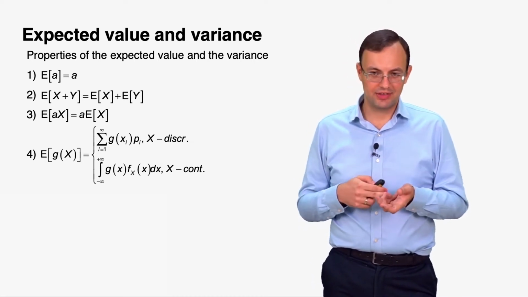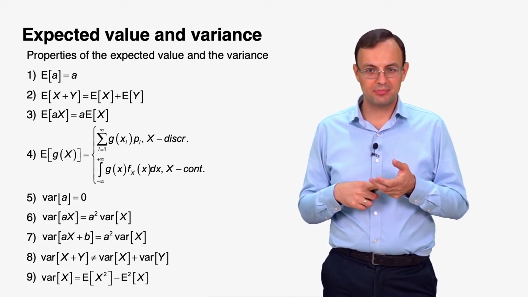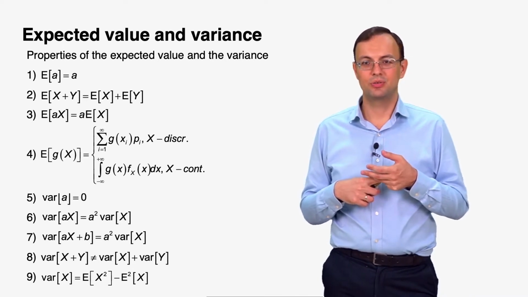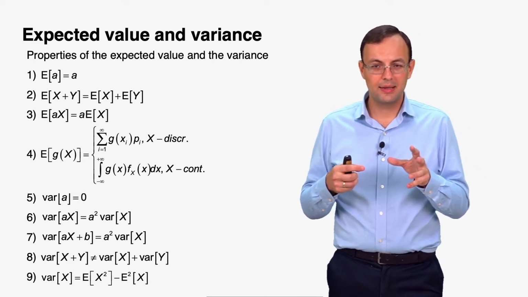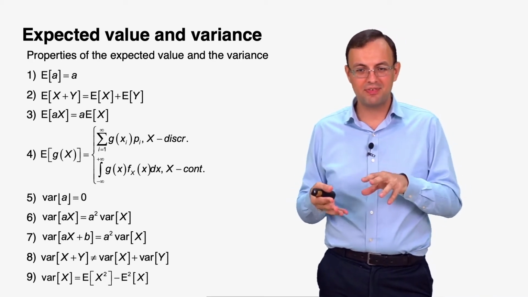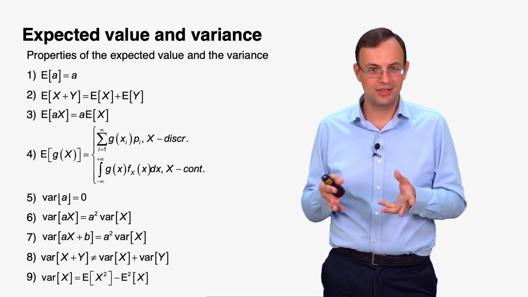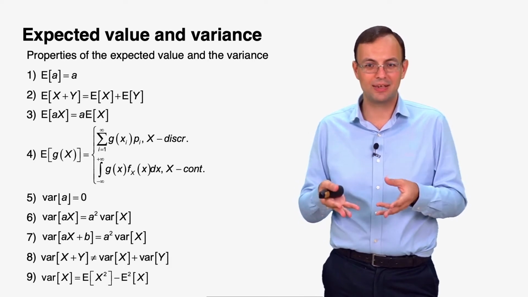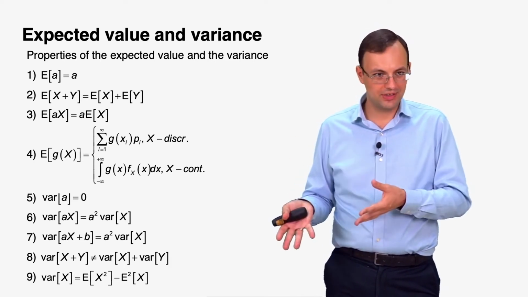So how about variance? Variance of a non-random number is 0. Why? Because you know that variance is a deviation. It shows a mean square of a deviation of a random variable from its mean value, but a non-random number does not deviate anyhow. It is always equal to itself. It is always equal to its mean value. So that is why no deviation, no variance.